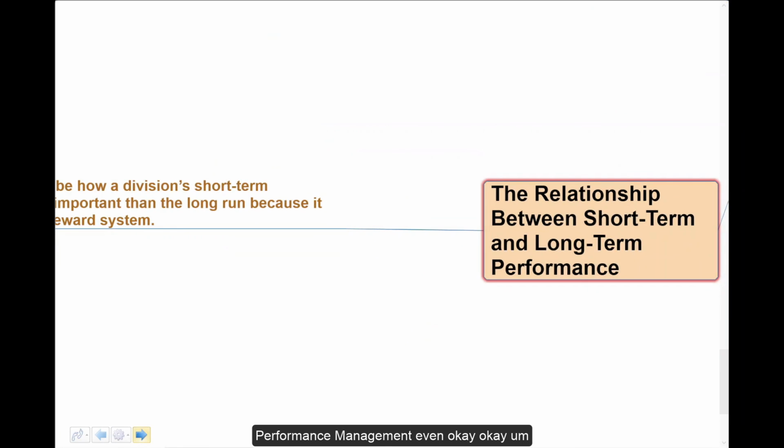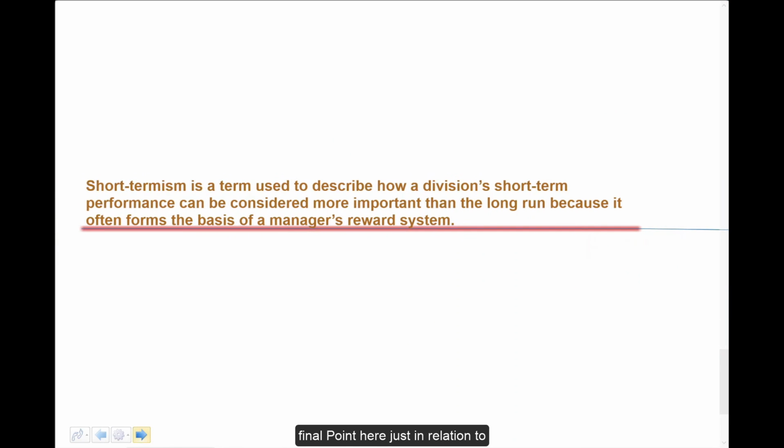Okay. Final point here, just in relation to short-term v long-term. Obviously we're talking about measuring success in one way, measuring results, measuring performance of people. Short-termism is another one of those important buzzwords that you need to remember. What does it mean? Well, in a division or department, the short-term performance can be considered more important than the long-term, because it often forms the basis of a manager's reward system.